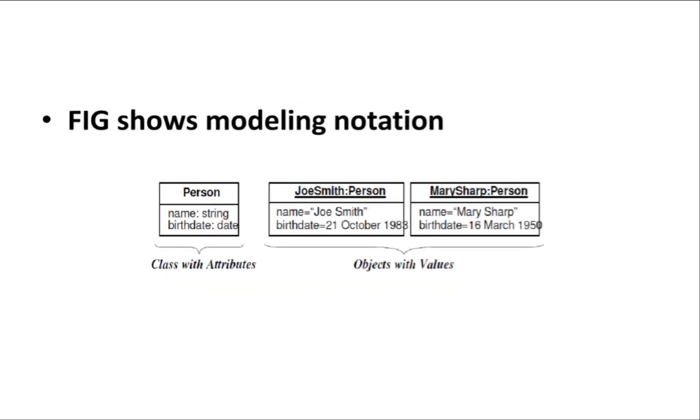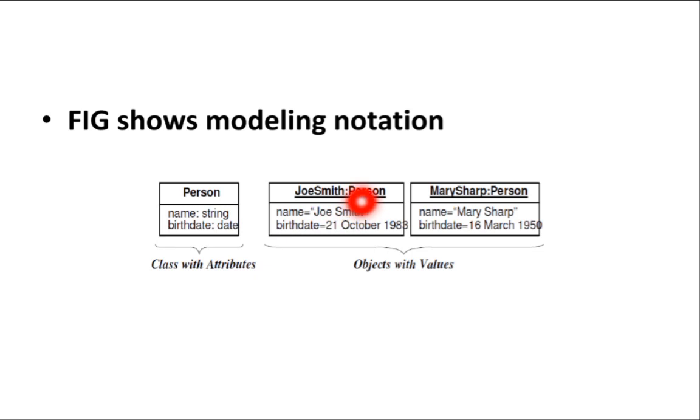So this is the notation. Here the first compartment represents the class name. What is the name of the class? Person. What are the attributes of the Person class? Name and birth date. The type of name is string, and birth date will be in the form of date. So the first compartment contains the class name and the second compartment contains the attributes.